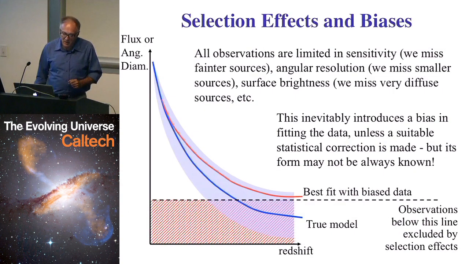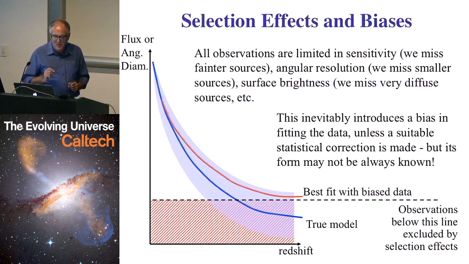Things to be aware of here is that there is always a selection effect. You're always using some population of tracers, like galaxies or supernovae or clusters or something. And there is always a limit to your measurements in flux or in angular resolution. You're always going to be missing the faintest end of the population, and you don't know what you're missing.